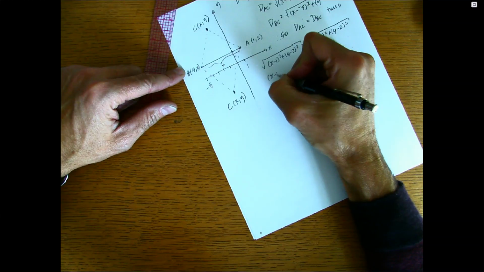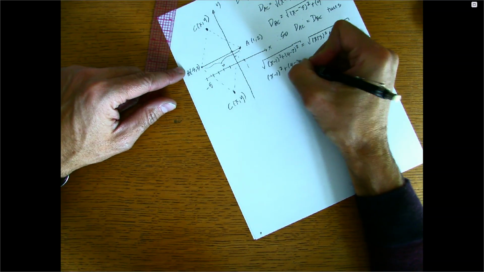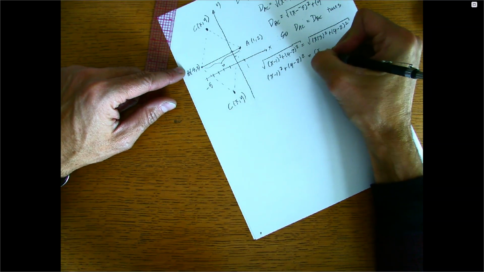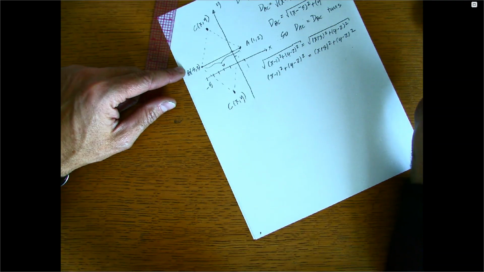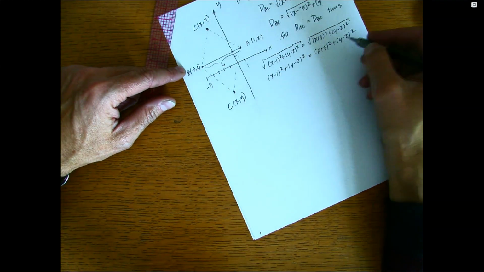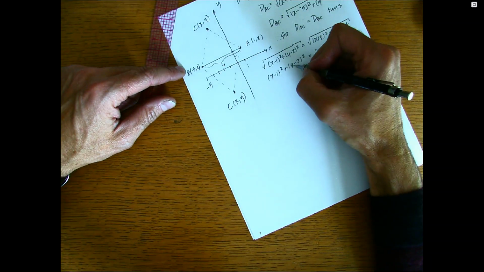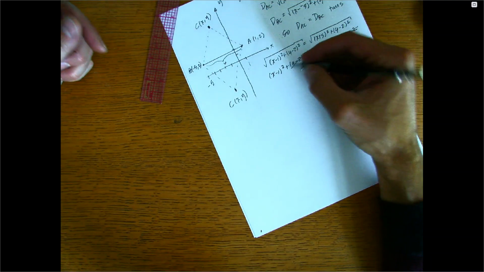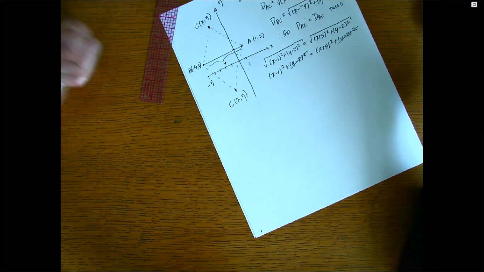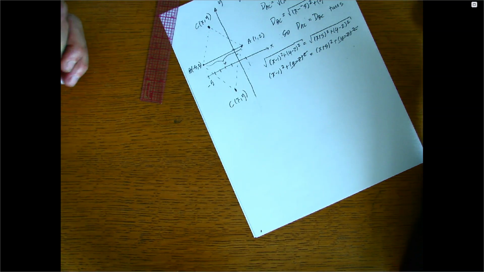x minus 1 squared plus y minus 2 squared equals x plus 5 squared plus y minus 2 squared. I can see right away that I have a common factor of y minus 2 squared on both sides. So I'll subtract it from both sides, which will eliminate it. And we'll be left with a quadratic, x minus 1 squared equal to a quadratic, x plus 5 squared. We could absolutely square root both sides at this point, I suppose.